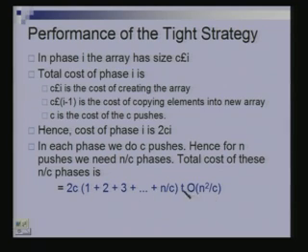This sum is roughly n square by C square times 2C. So this is approximately order n square C, or this is equal to order n square C. Right. So, this is as far as the tight strategy is concerned.